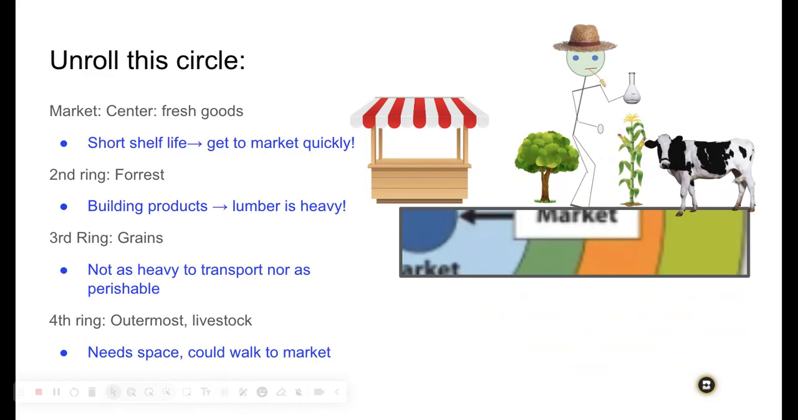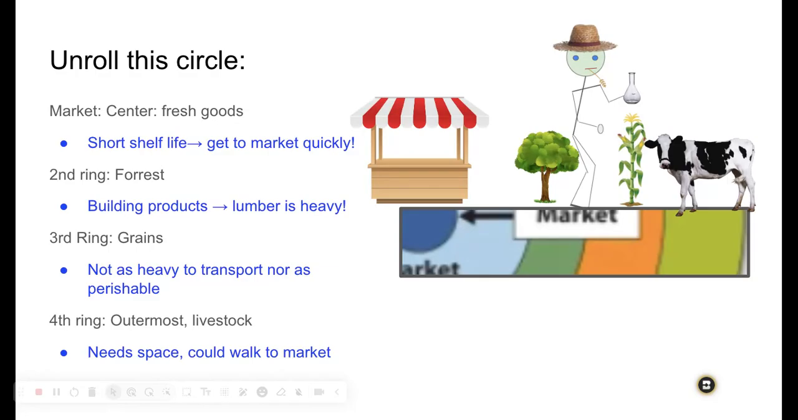All right, so if you take that circle and you unroll it out, what are you going to see? I sort of just took a little screenshot here. In the center, you're going to have your market, and there you're going to have fresh goods. Once again, we're talking about Deutschland in the 1830s or something here, so that's also going to affect how much we spend on things.